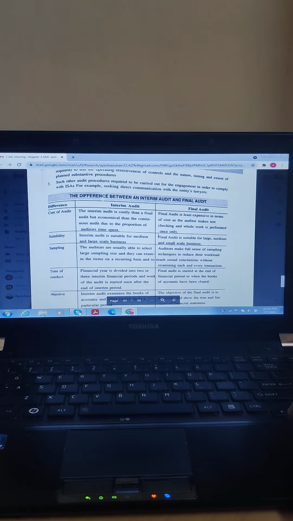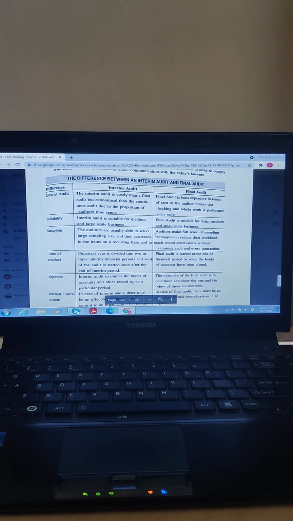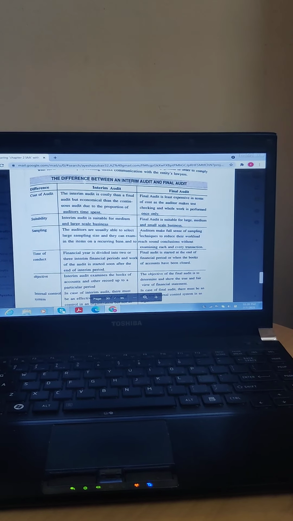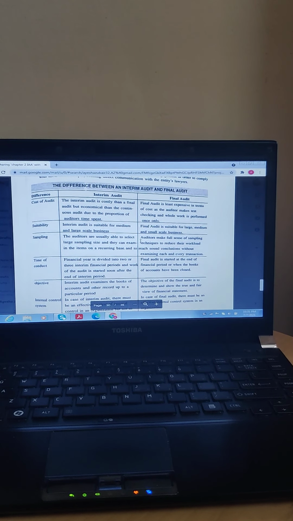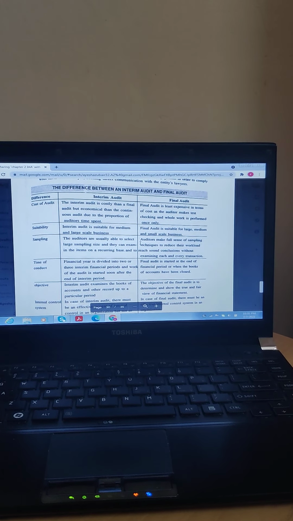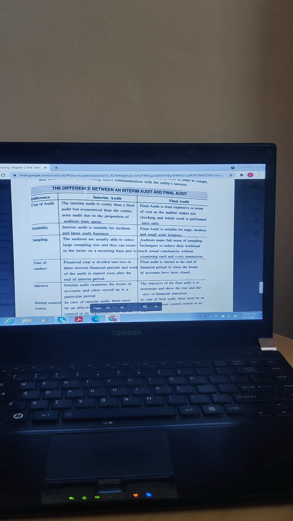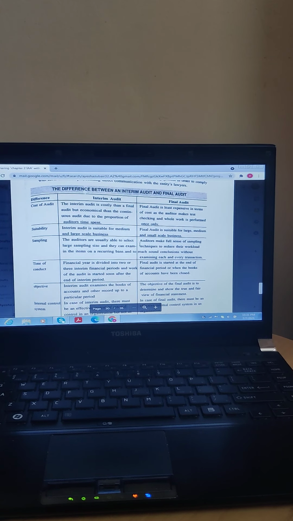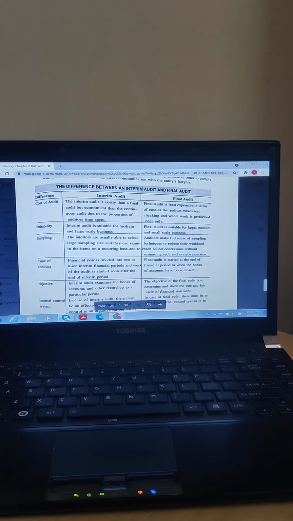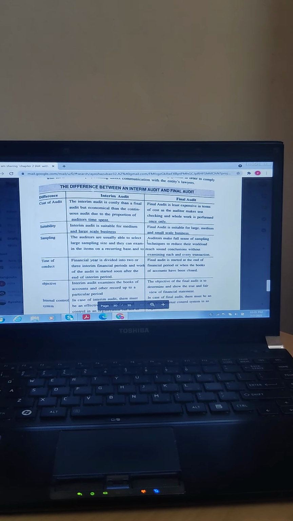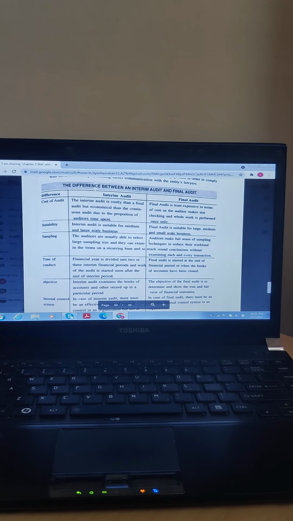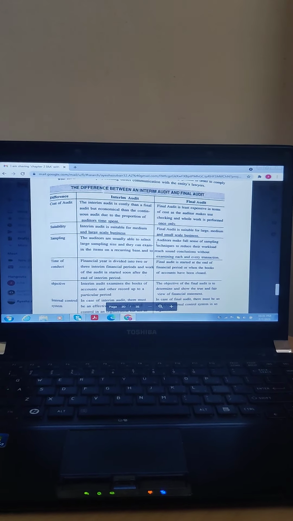Now next is the major difference between your interim audit and your final audit. The first difference is the cost of audit. Under interim audit, the cost is more economical because here the proportion of auditors' time spent is lower. But the final audit is a little expensive because their entire auditing is performed only one time. It is not performed at regular intervals.